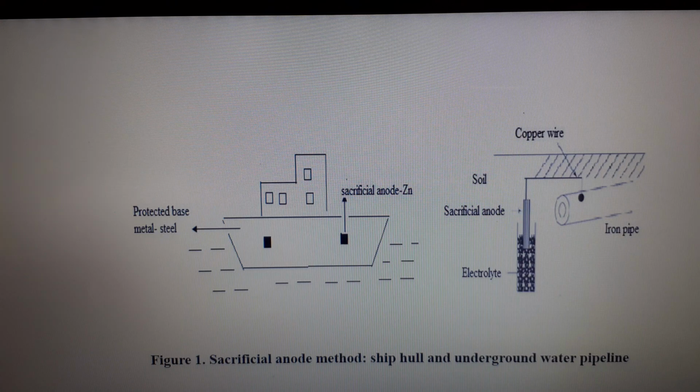Important applications of the sacrificial anode method include protection of buried pipelines, as shown in this picture, underground cables, marine structures shown in this figure, ships' hulls, water tanks, and pipes.